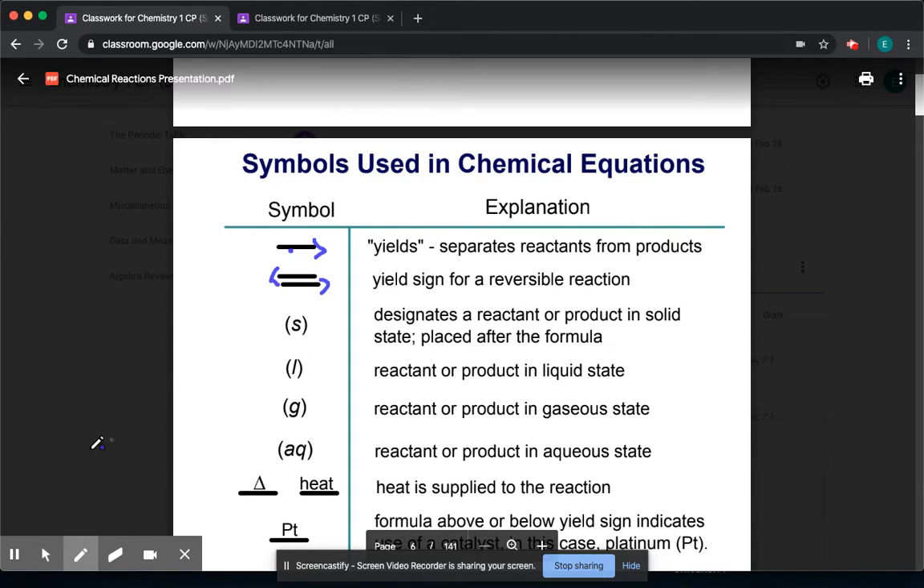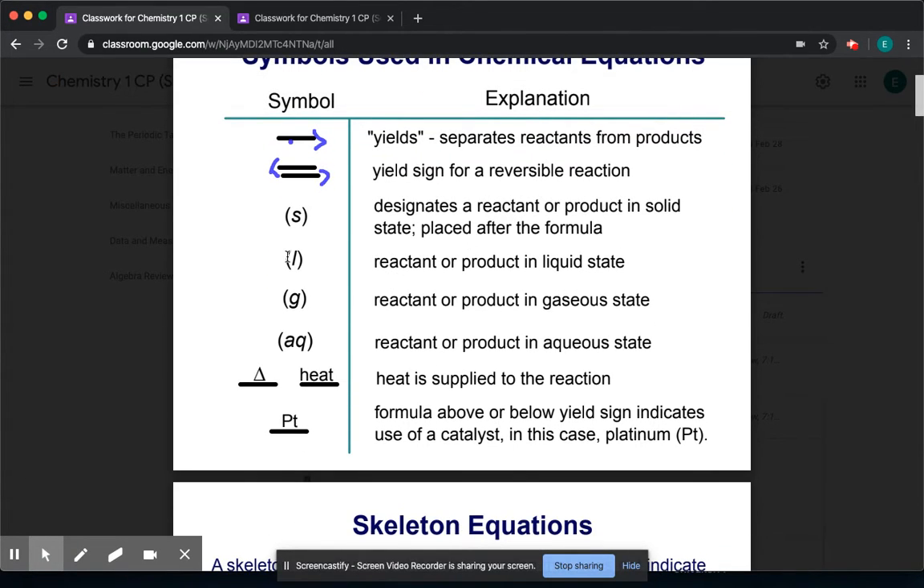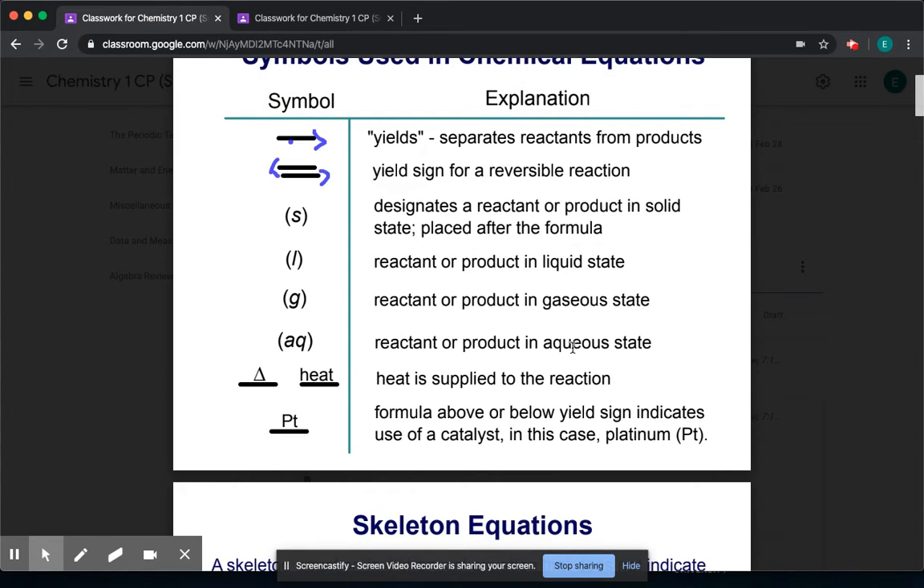S means that the thing is in solid form. L means the thing is in liquid form. G means it's in gas form. AQ means it's aqueous. Aqueous means it's dissolved in water. Salt water is a perfect example. The ocean is salt water, but you don't see the salt. It's dissolved in the water. So the salt would be considered aqueous.